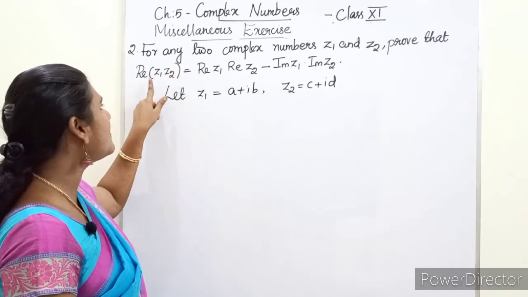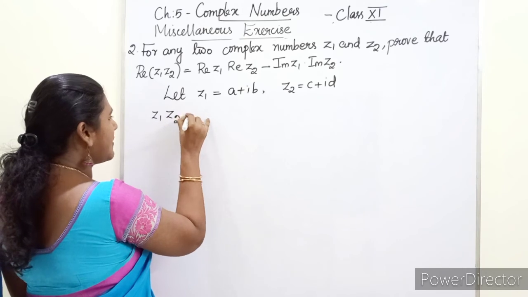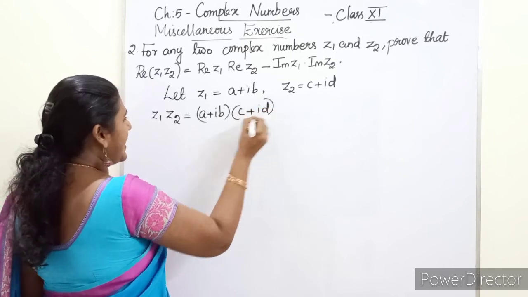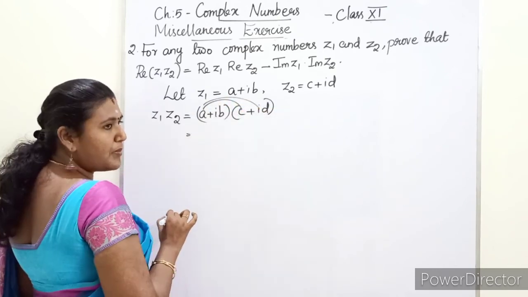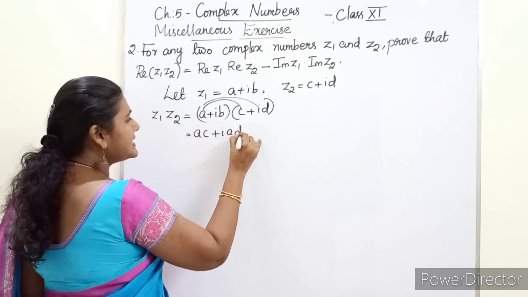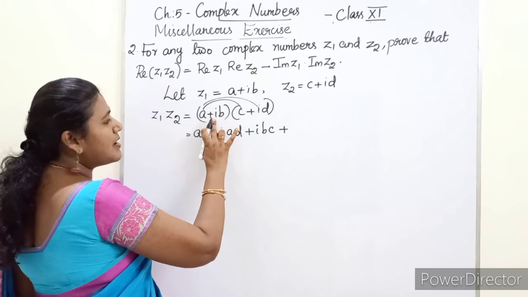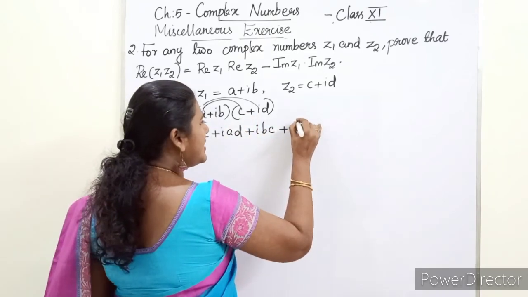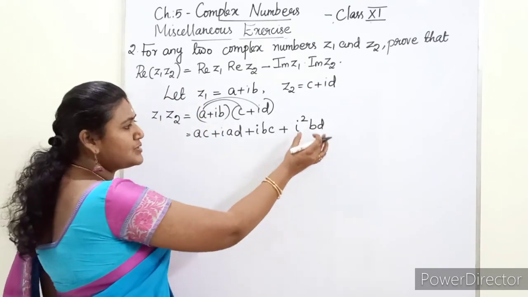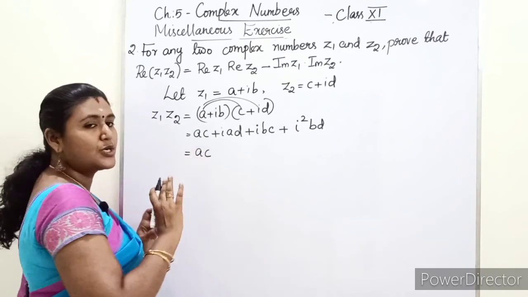Now we are going to find the product z1 into z2. So we are going to find the product of these two complex numbers, that is (a + ib) into (c + id). We will multiply, so a into c, and a into id, so ac plus iad. Similarly with the ib we will multiply, so ibc plus the last term i into i is i^2 bd. You will get i^2 bd, and you know that the value of i^2 is minus 1, so the last term will be negative, minus bd. So we can rewrite this with the real part together.